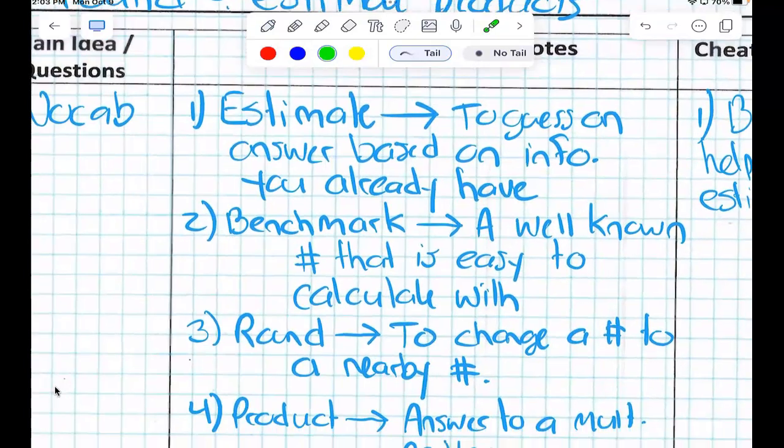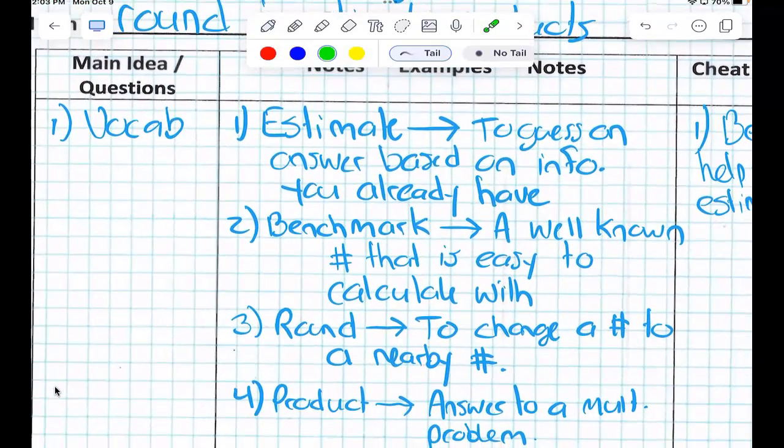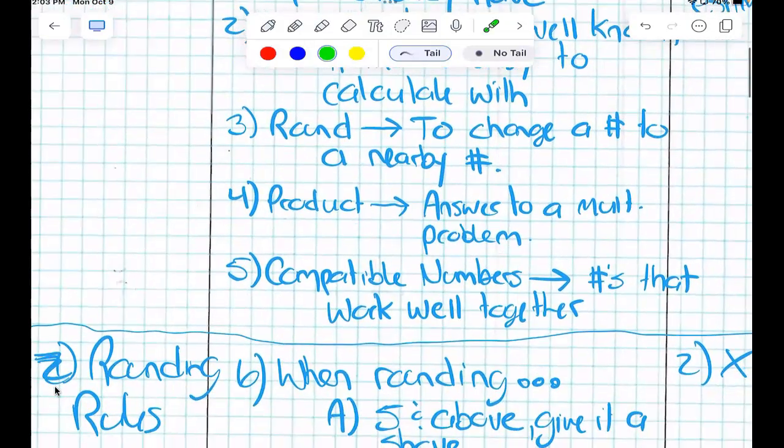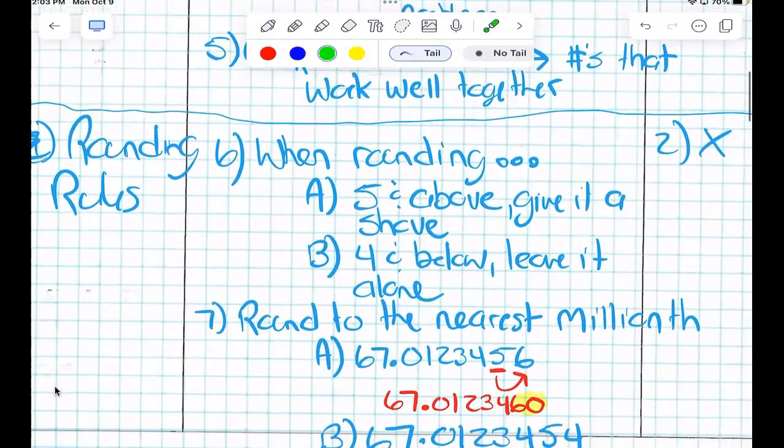Benchmark. A benchmark is a well-known or not well-known number? Well-known number. Are they easy to calculate with? Yes. Compatible numbers are numbers that go... Together. They go well together, kind of like when you put your fingers together, right? Yes. Okay, cool.